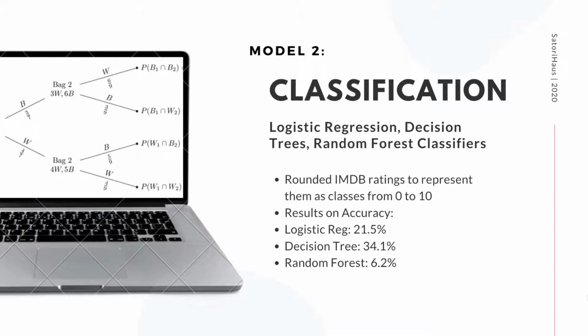So we tried modeling our IMDb rating in a different model. We used classification this time. We used logistic regression, decision trees, and random forest classifiers. We rounded the IMDb ratings to a whole number to represent them as a class from 0 to 10. This resulted in a higher accuracy rate in general. Decision tree had a 34.1 accuracy rate. However, random forest had a very poor accuracy rate of 6.2.